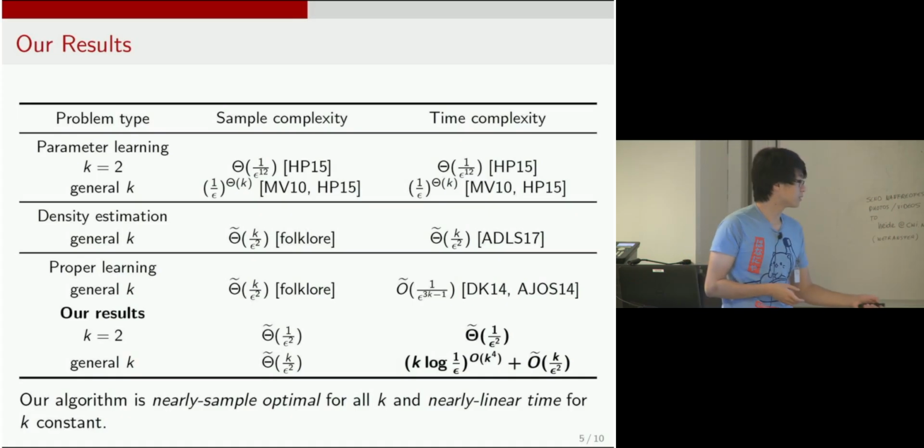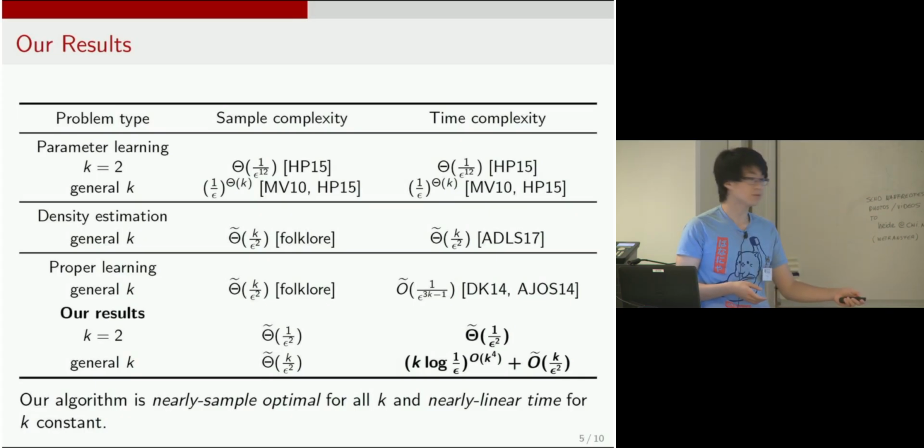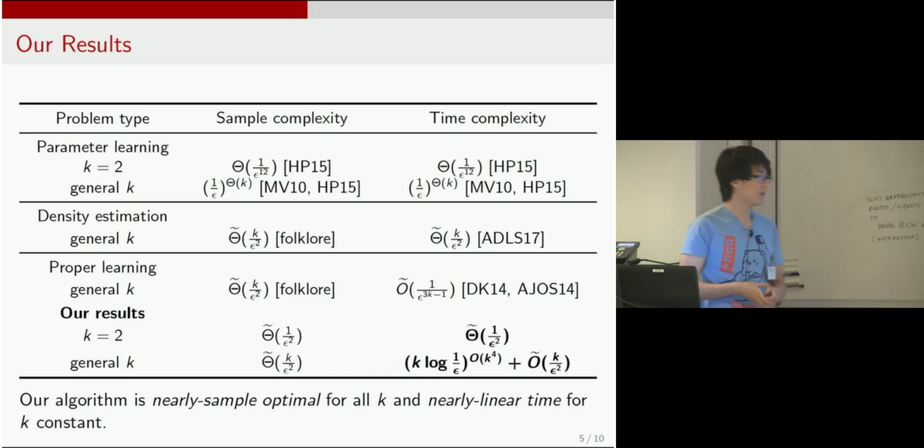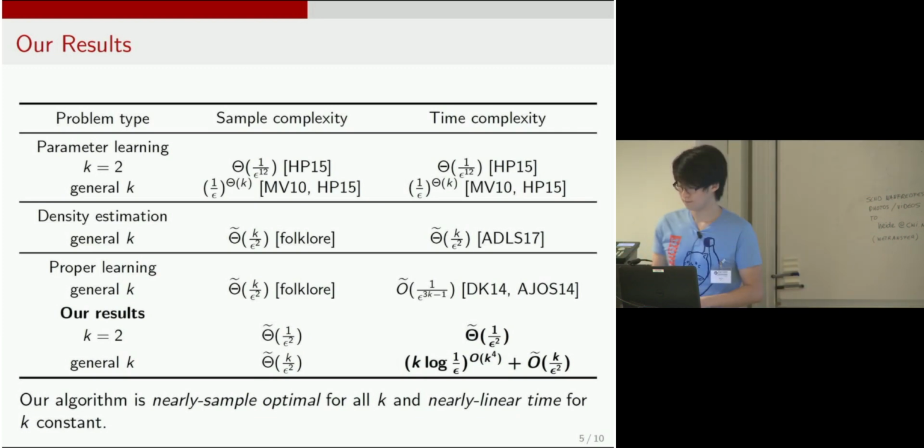In contrast, our main result is that we get nearly sample optimal algorithms that for k equals 2 run in nearly linear time. And for general k, they get this weird runtime. But the point is, our algorithms are always nearly sample optimal, and as long as k is constant, this term vanishes, and our algorithm runs in nearly linear time. So we get nearly linear time algorithms for constant k. Okay?